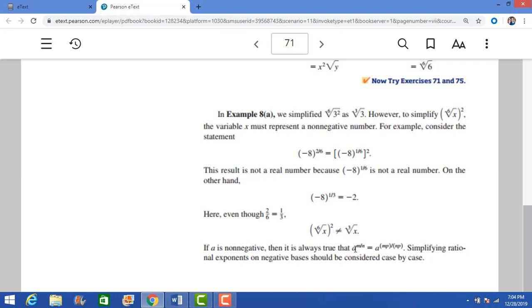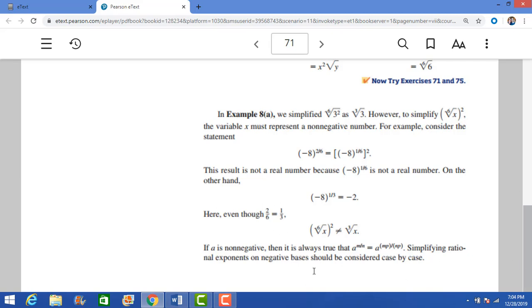So again, you've got to be careful here. This here, even though it simplifies to the cube root of x, we cannot simplify the general case unless x is a non-negative real number. And this example shows you why. Even though it works in this specific case, it does not work in general unless x is a non-negative real number. So just be careful with that.